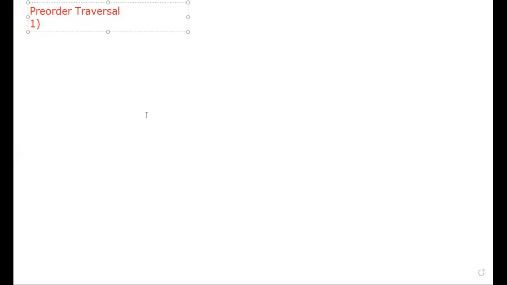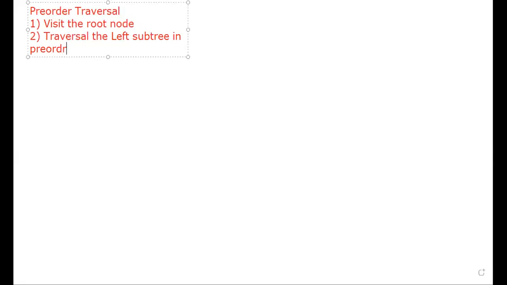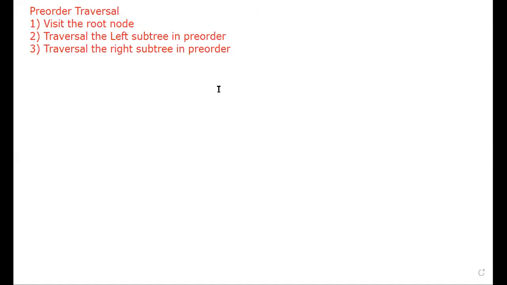So the first traversal we are going to discuss is the pre-order traversal. What do we do in pre-order traversal? First we visit the root node. Visiting means processing that node, in simplest form, printing the value of that node. Then we traverse the left subtree in pre-order, and then traverse the right subtree also in pre-order.